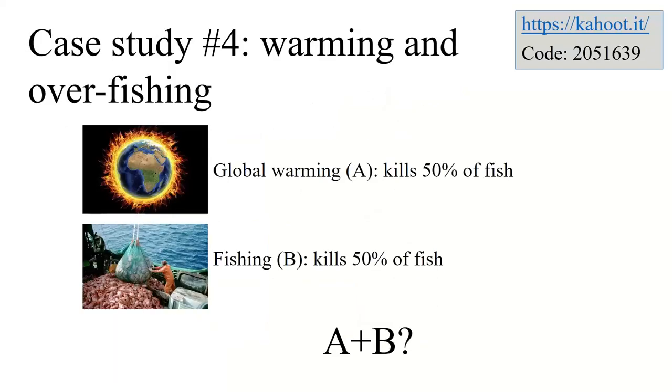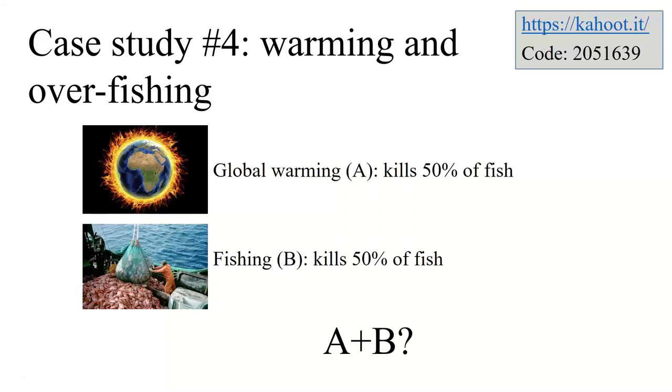So to put that into a little bit of practice, I have one thing, the last question for you guys. We're going to talk now about the impact of two different drivers or stressors: climate change linked to ocean warming, so increase in temperature, and overfishing. And the question is, what will be the impact on fish stock? We have information saying that global warming will kill 50% of the fish, and that fishing will also kill 50% of the fish.